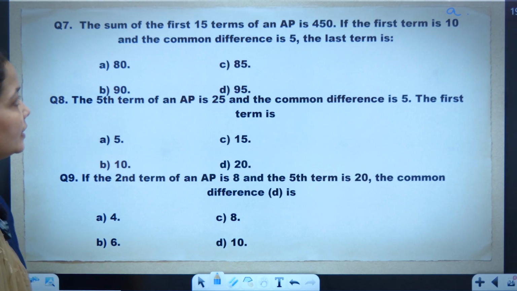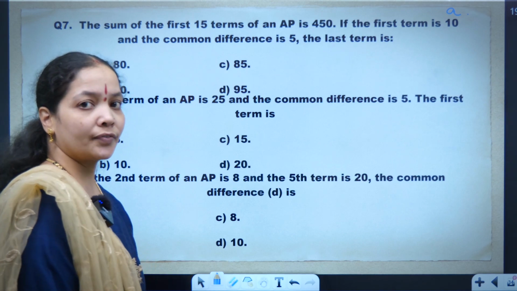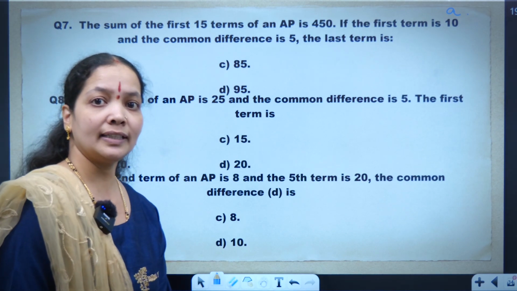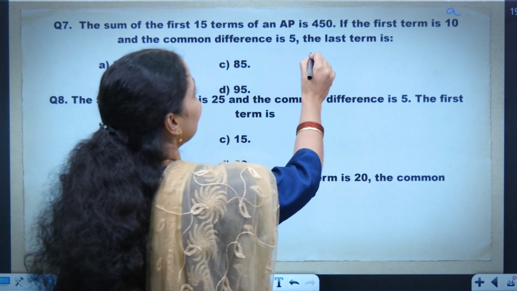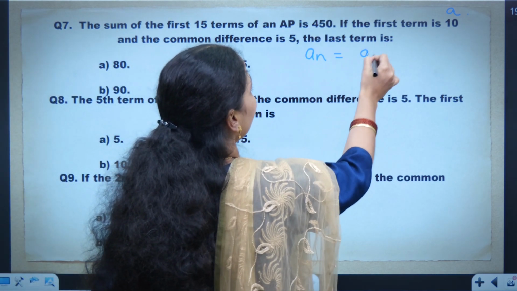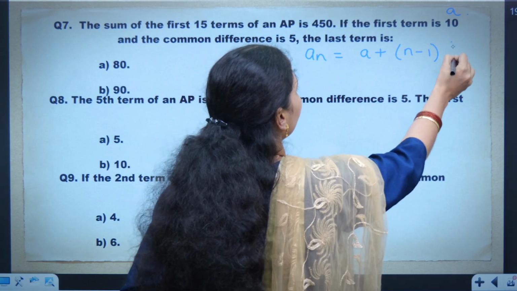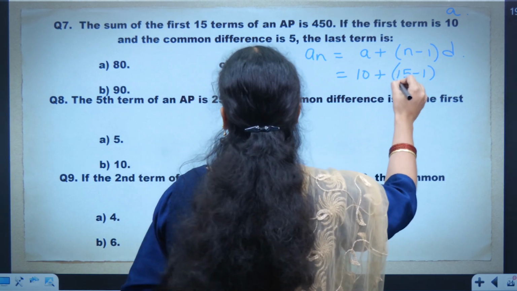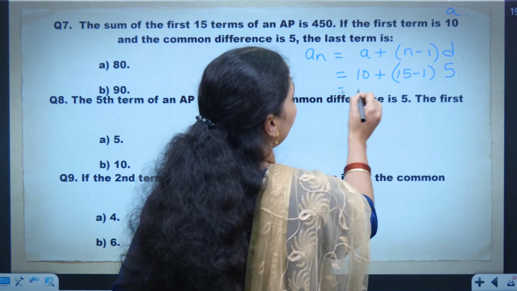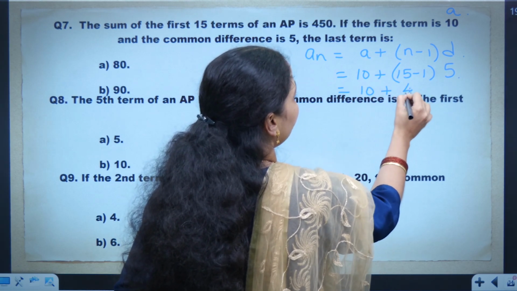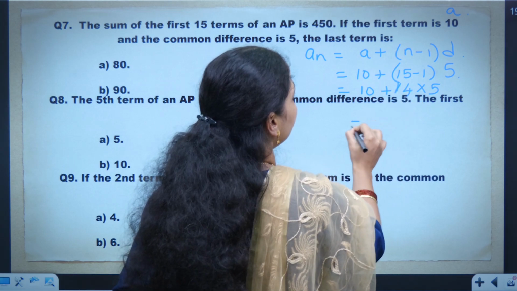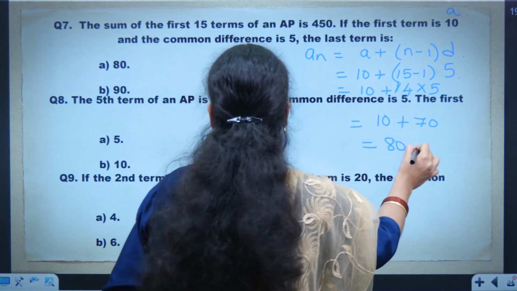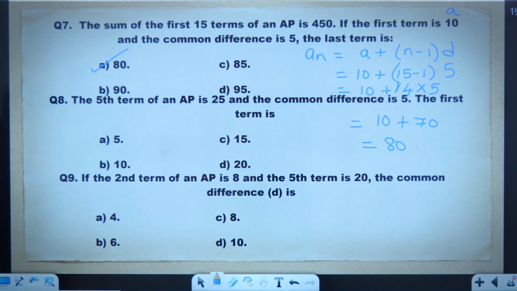In the seventh question, the sum of first 15 terms of an AP is 450. First term is 10 and common difference is 5. I have to find the last term. So in this question, we'll directly take the AN formula. AN is equal to A plus n minus 1 into D. A is given to be 10, n is 15 minus 1 and common difference is 5. So I have 10 plus 14 into 5, that is 10 plus 70, which is 80. 80 is my option A, that is the right answer.